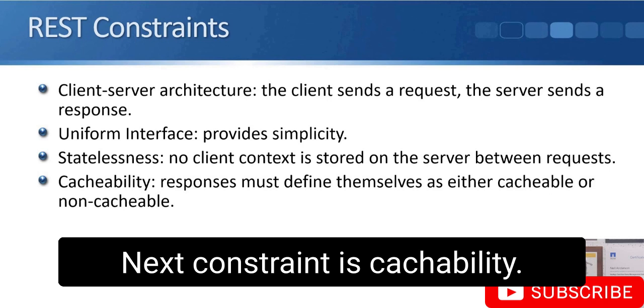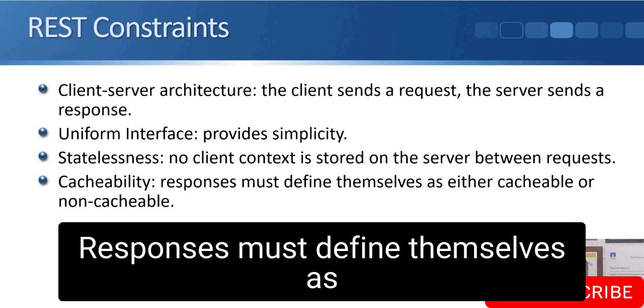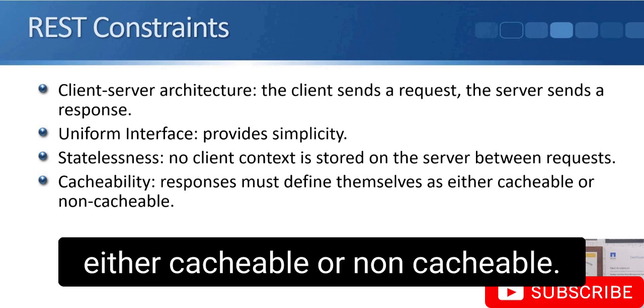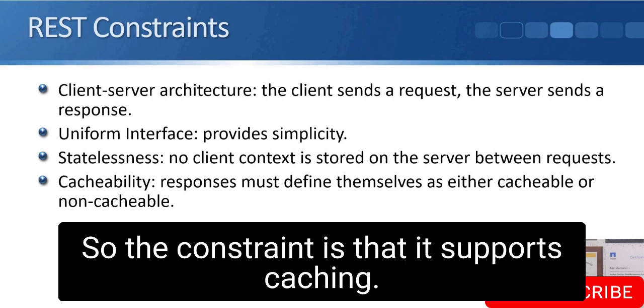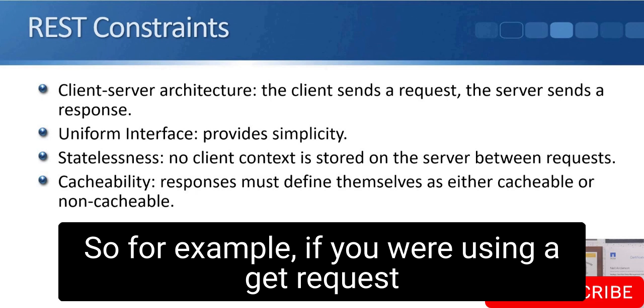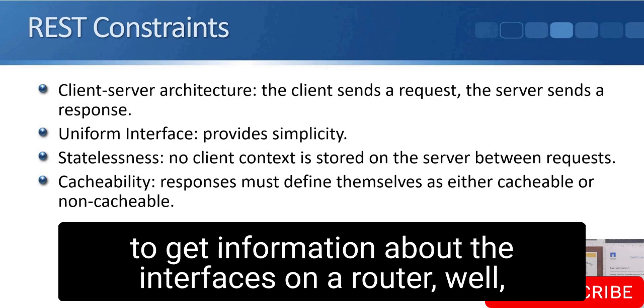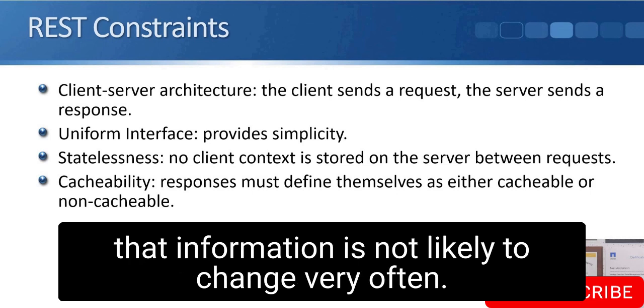Next constraint is cacheability. Responses must define themselves as either cacheable or non-cacheable. So the constraint is that it supports caching. So for example, if you were using a GET request to get information about the interfaces on a router, well, that information is not likely to change very often.